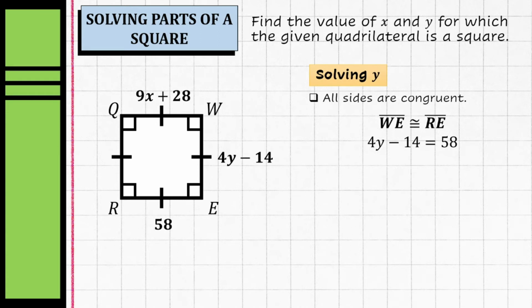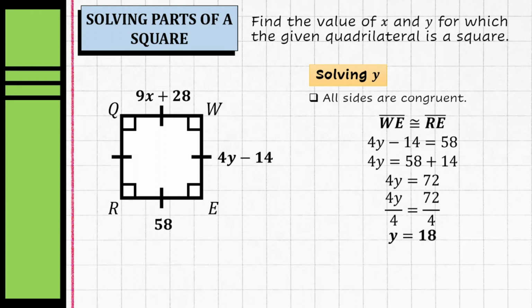Then let's solve for the value of y by transferring negative 14 to the other side of the equation using the addition property of equality. So we will have 4y is equal to 58 plus 14, and let's combine like terms. 4y will be equal to 72. Then let's divide both sides by 4. y will be equal to 18.